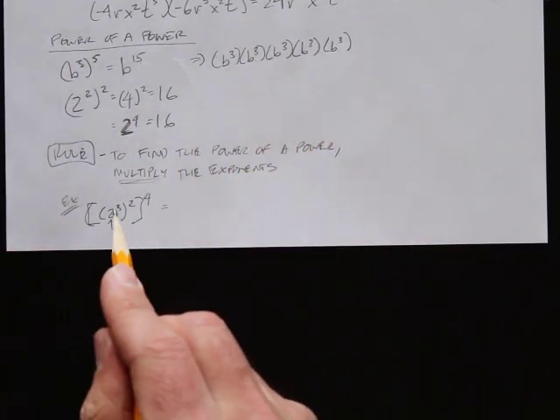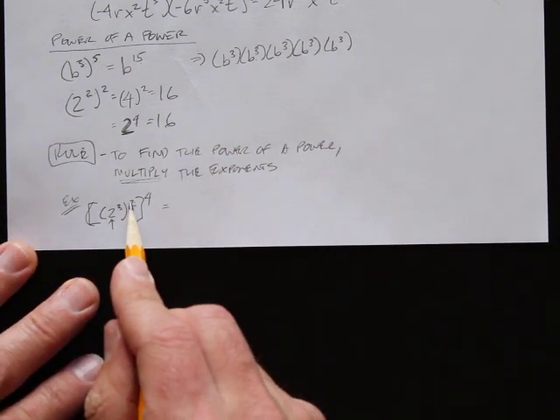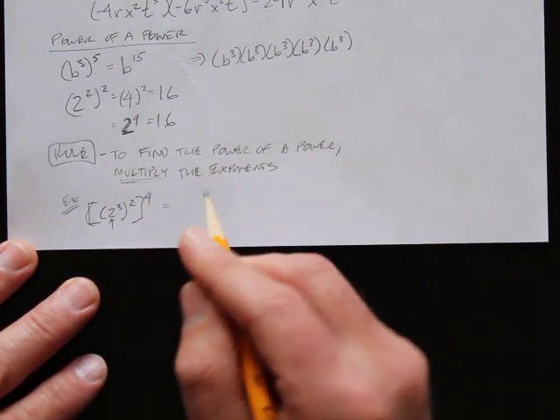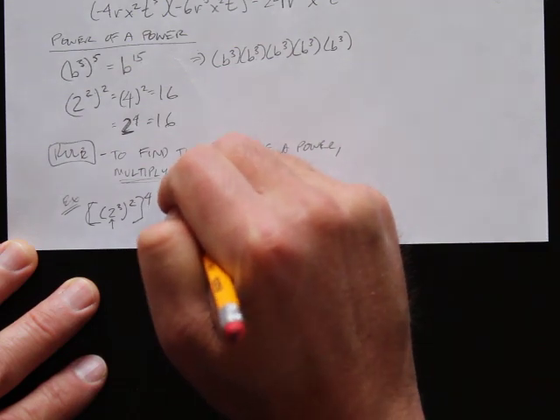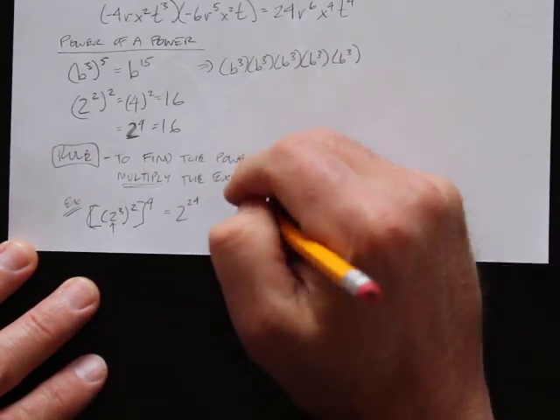2 to the third. Okay, so 3 times 2 is 6, and then I raised again to the 4th power, so that would be 2 to the 24th power. 6 times 4 is 24. You try this one.